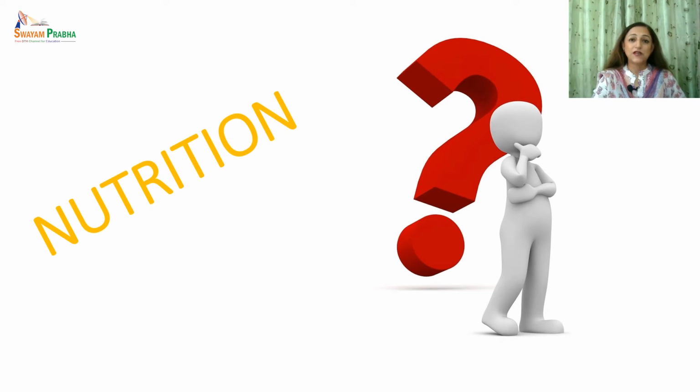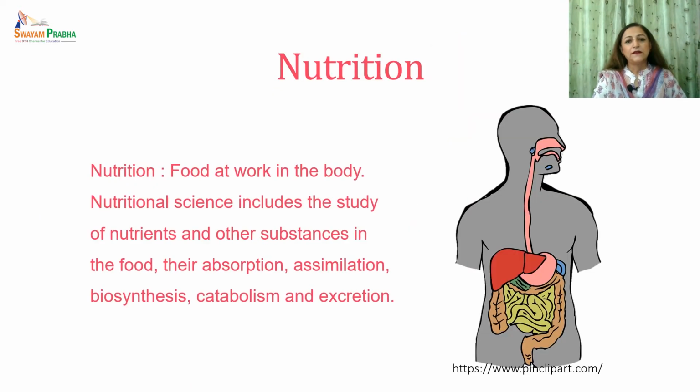Now let's study about another important term, that is nutrition. So what is nutrition? Nutrition in simple words has been defined as food at work in the body. How your food is being used by your body. So the nutrition science includes the study of different nutrients, their substances in the food, how it is found in different type of foods, their absorption, their assimilation, their biosynthesis, their catabolism, that means breaking down of these nutrients, and excretion of these nutrients. So all type of activities, how our body is going to use various nutrients, is covered in this science.